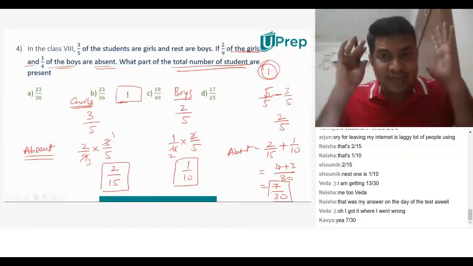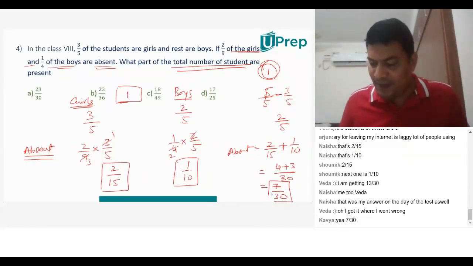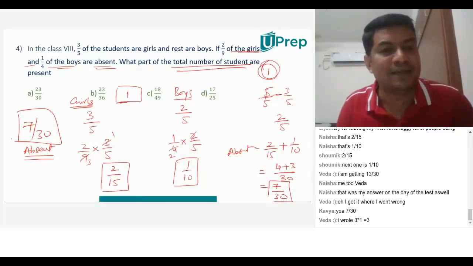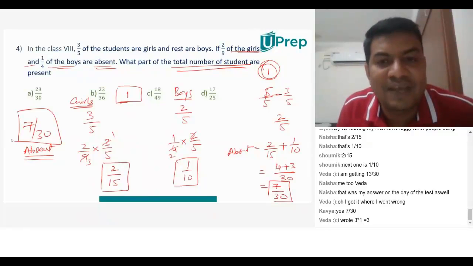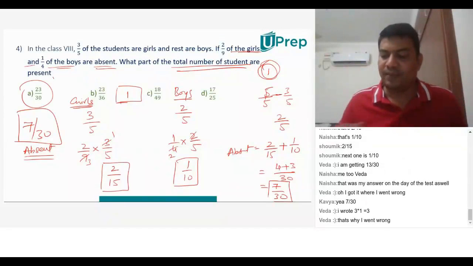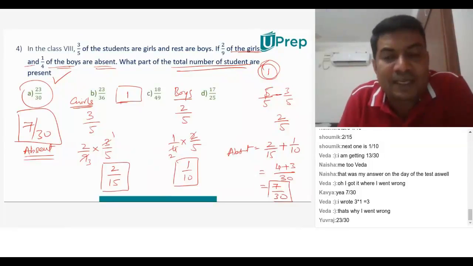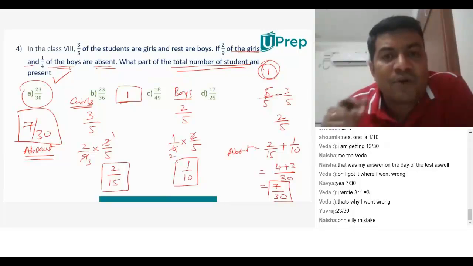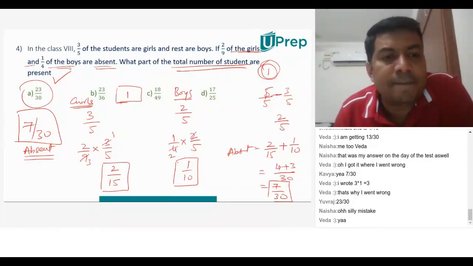Now tell me, out of the entire class, if 7 by 30 are absent, how many will be present? If 7 by 30, then 23 by 30. 23 by 30 will be present. So that should be your answer. 23 by 30 will be present because 7 by 30 of the entire class is absent. If so many are absent, the number of presentees will be 23 by 30.